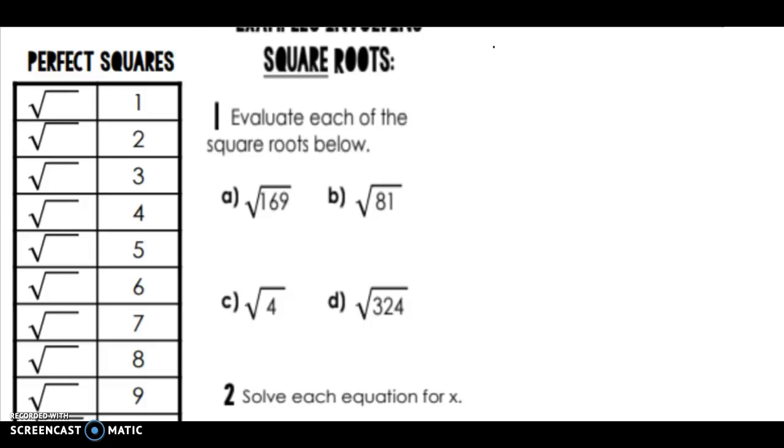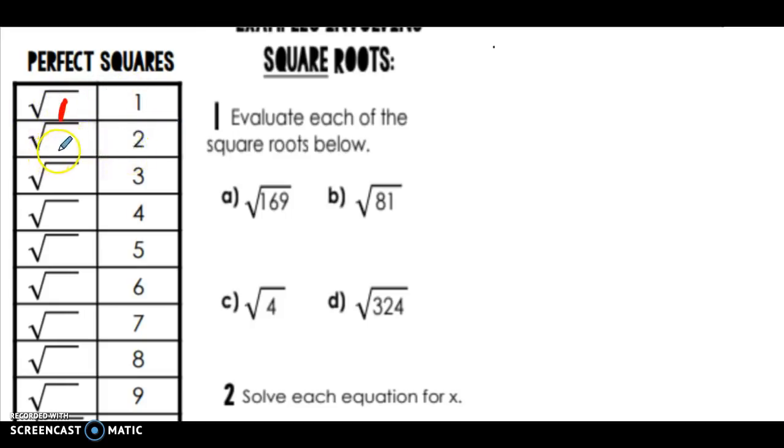So the first column is a list of perfect squares. This is something that will be very valuable to you as we get to the next section when we're estimating square roots. So the square root of what number will give you 1? Well, that's 1 times 1, and that will give you 1. So the square root of 1 is 1.